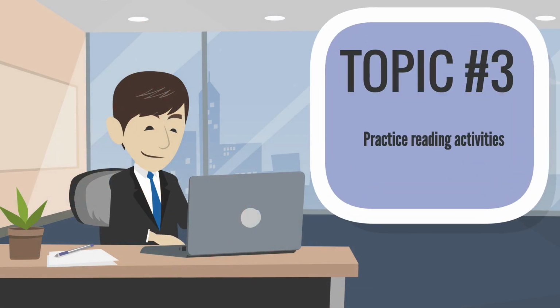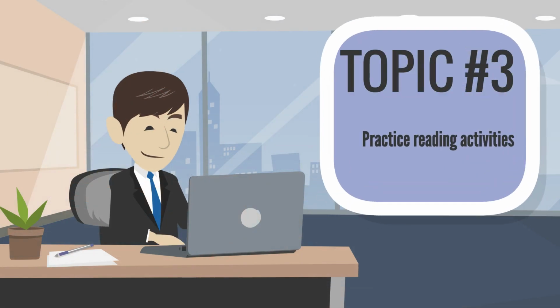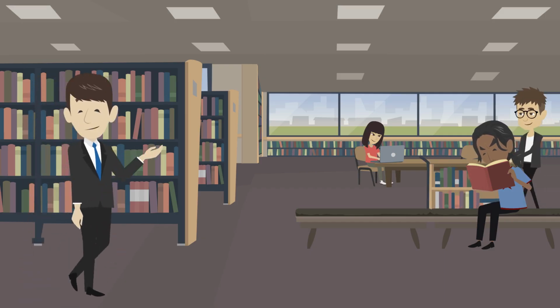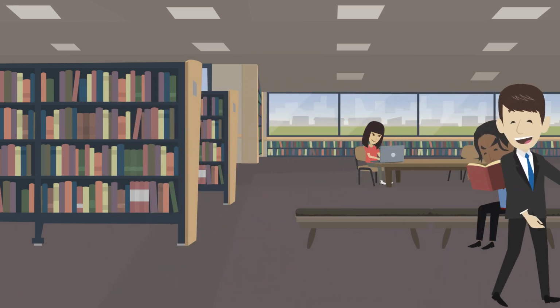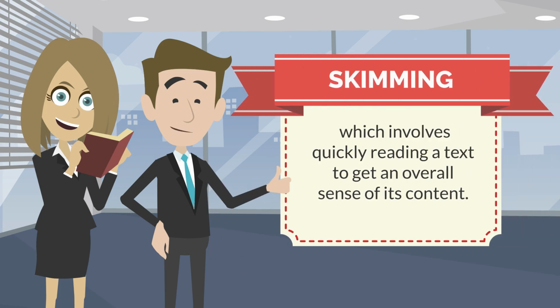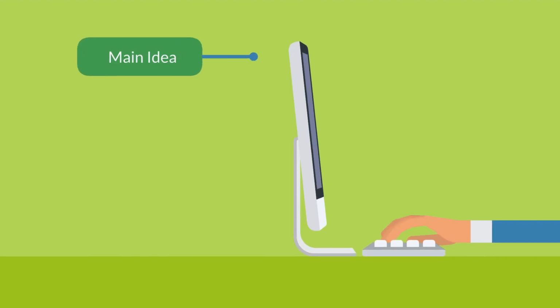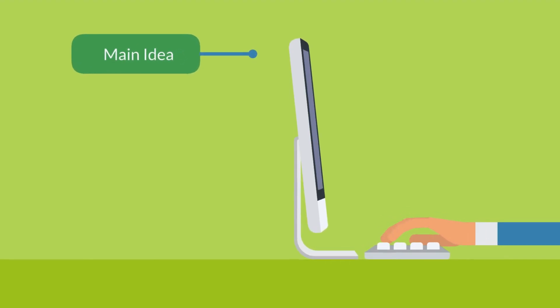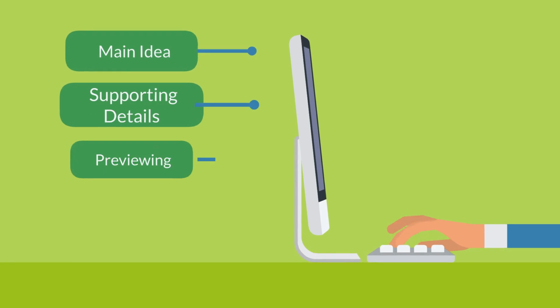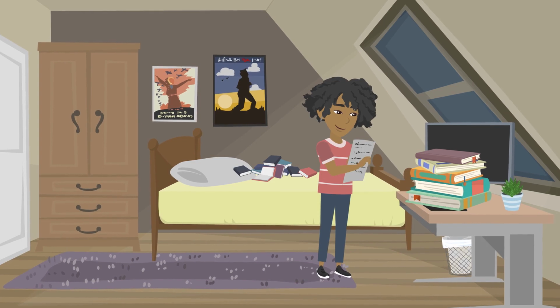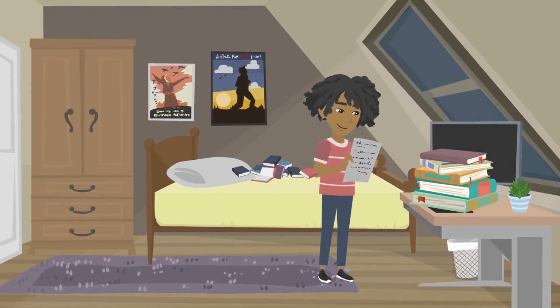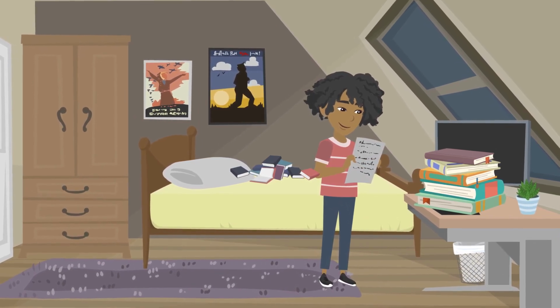Topic 3, Practice reading activities. In this topic, we will focus on some practice reading activities to help you improve your reading skills. The first activity is skimming, which involves quickly reading a text to get an overall sense of its content. Skimming is useful for identifying the main idea and any supporting details, as well as for previewing a text before reading it more carefully. The second activity is scanning, which involves searching a text for specific information or details.